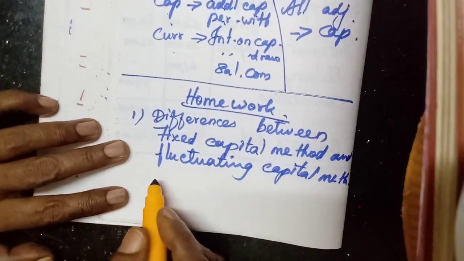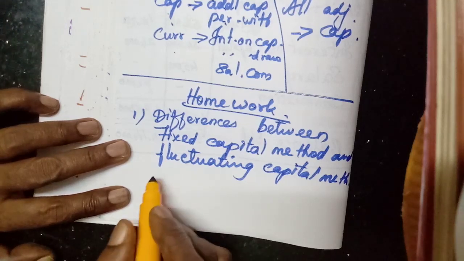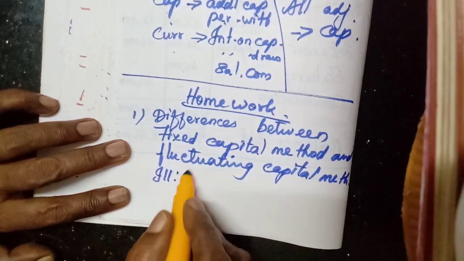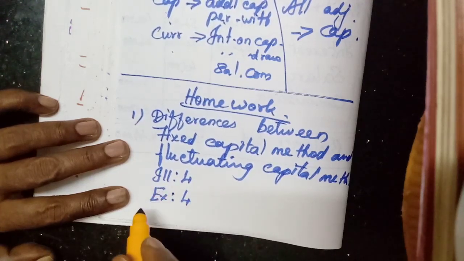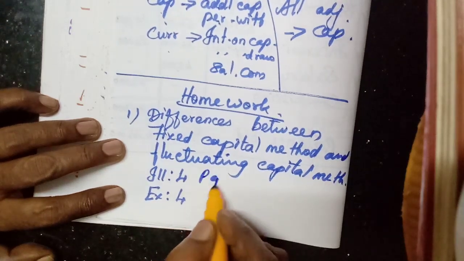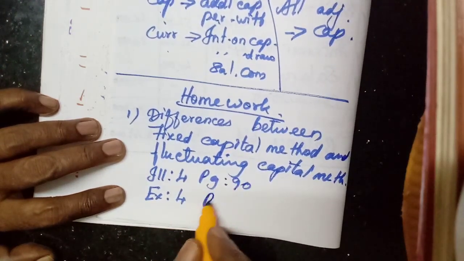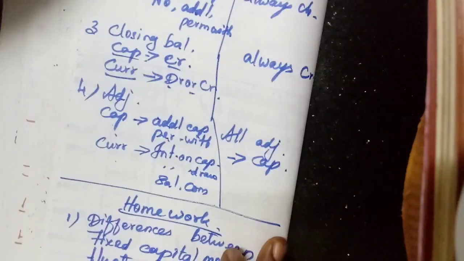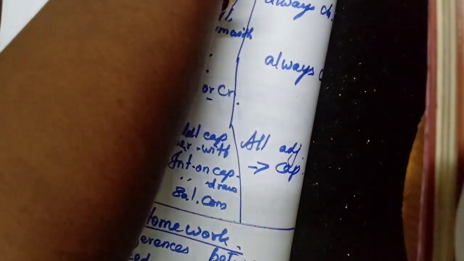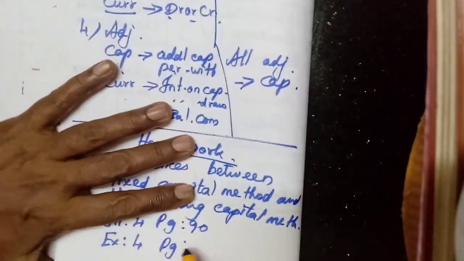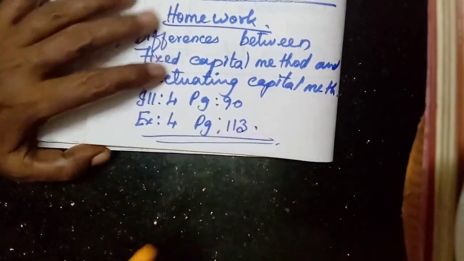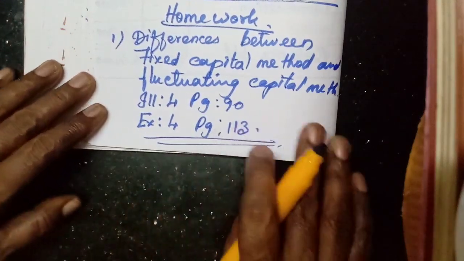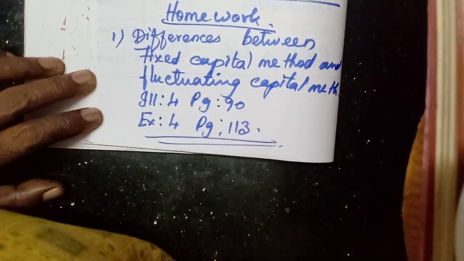Then the exercise. Okay, illustration 4 and exercise 4. Okay. Illustration page number 90. Exercise page number 113. Okay, this is your homework. Okay, please do and learn this question answer.